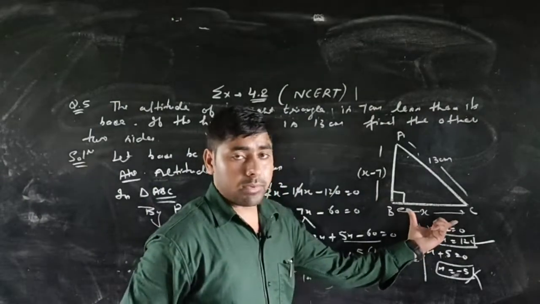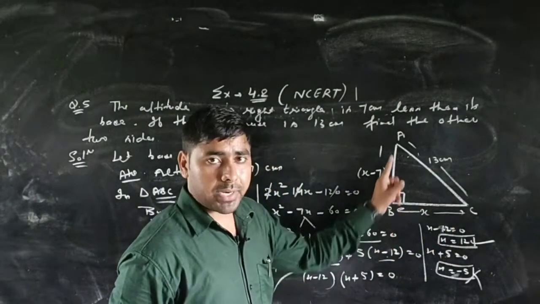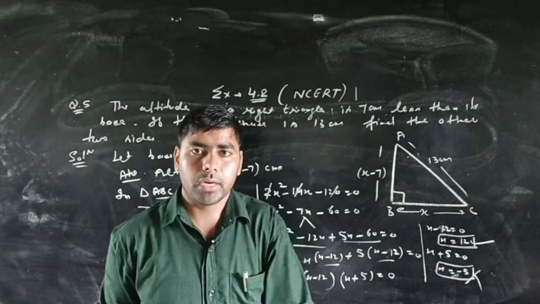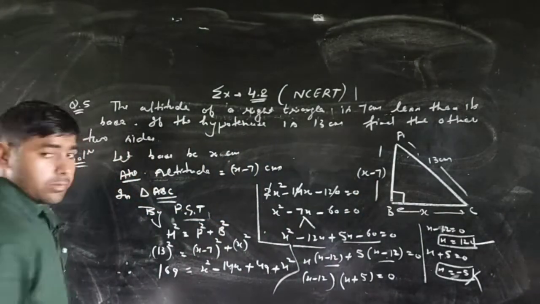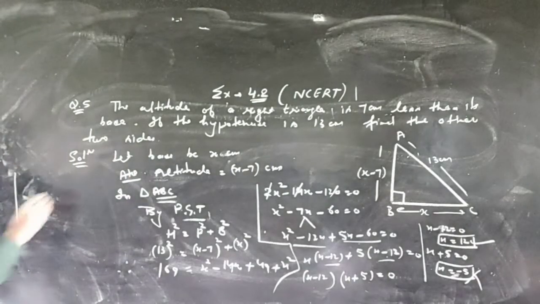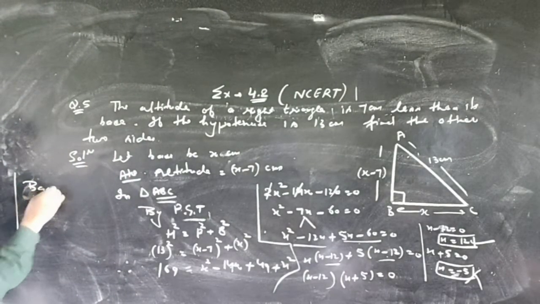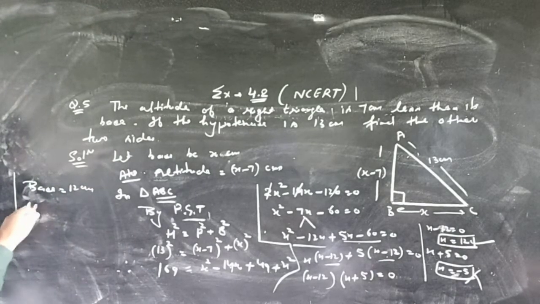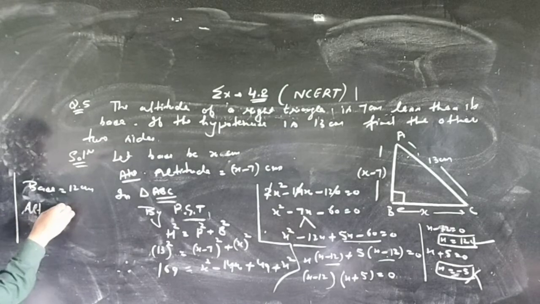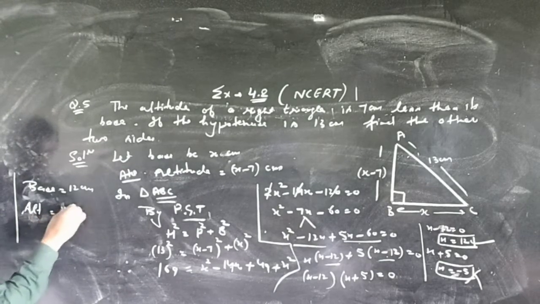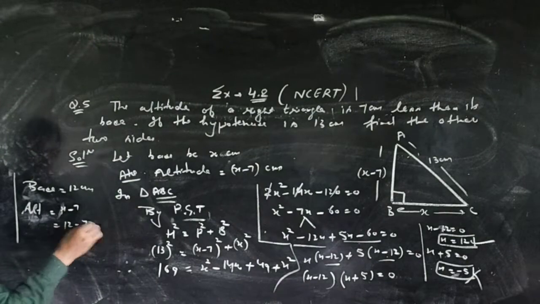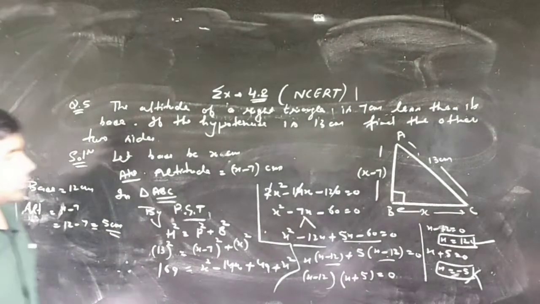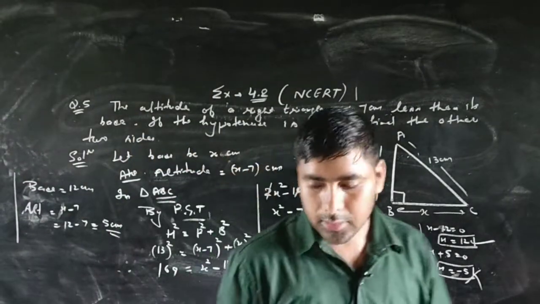The base is 12. Now this altitude, this perpendicular, is 12 minus 7 equal to 5 centimeter. Now you can write that the base here is 12 centimeter and the altitude is equal to x minus 7. x minus 7 means 12 minus 7 equal to 5 centimeter. This is the answer.